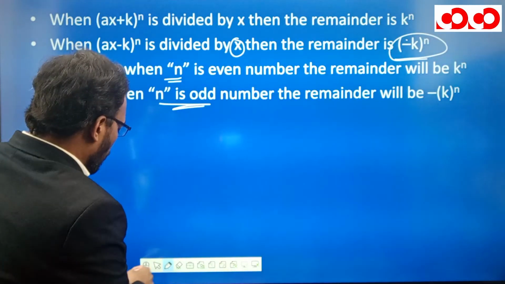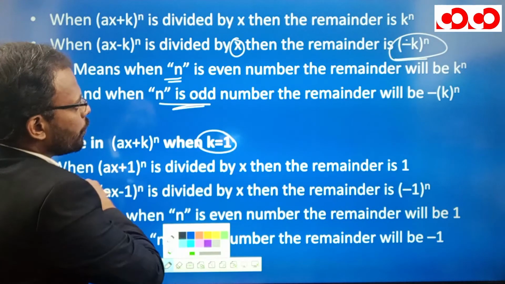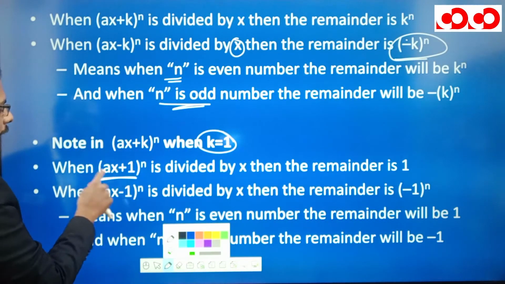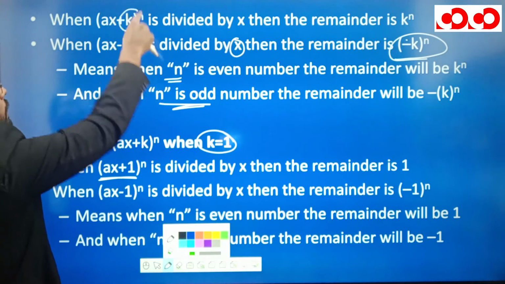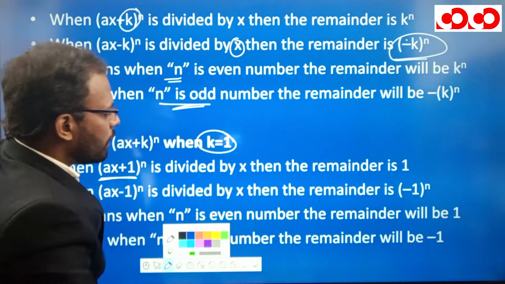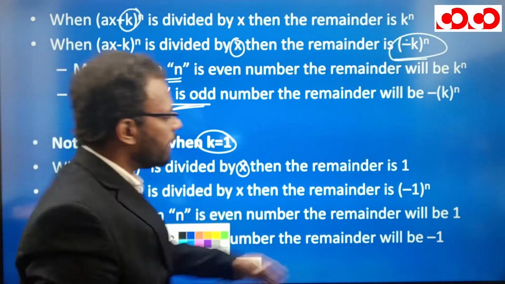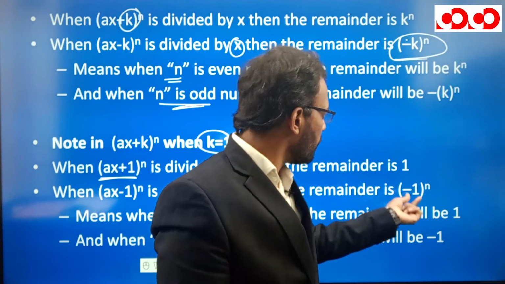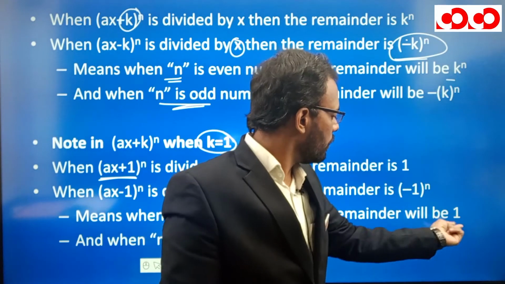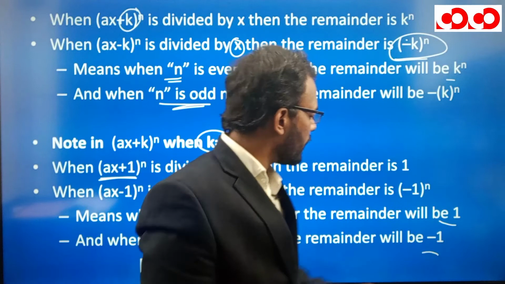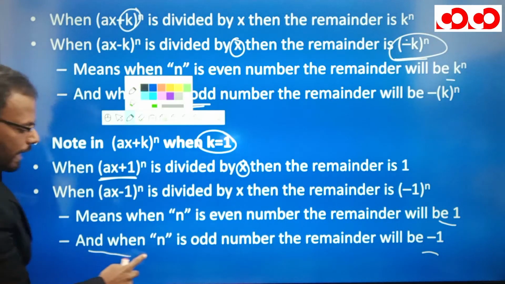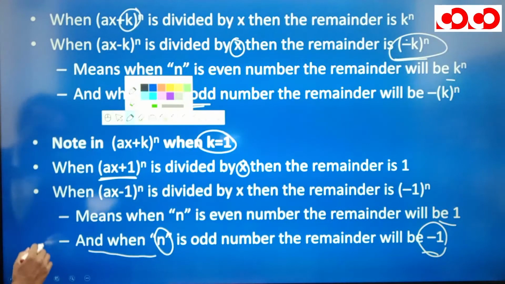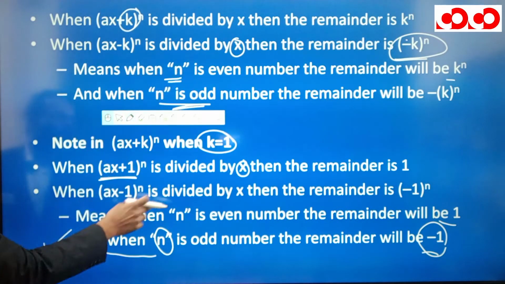Now the next property, if we put this k as 1, it means that we have taken this k as 1, then this will become what? (ax + 1) to the power n. This will become as 1. So when we are dividing it by x, now the remainder will be 1 because here it was k and we have taken k as 1. And over here the remainder was k to the power n. So here it will be 1, and for the last one it will be minus 1. So when n is odd, the remainder is going to be minus 1, and this is the case which we are discussing. Let's move on to that question.